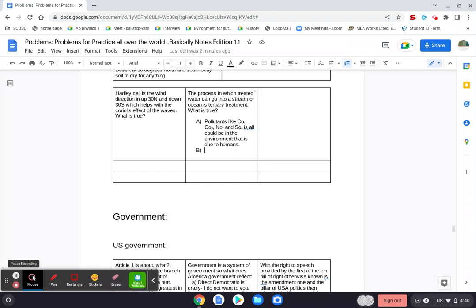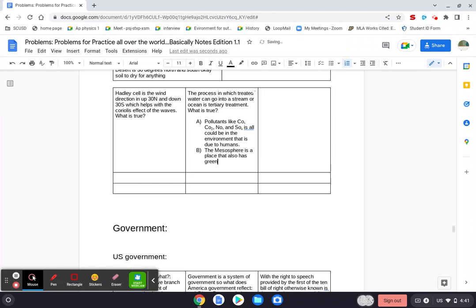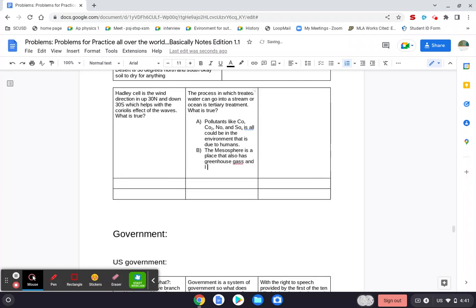Anyways, what I also learned is that the mesosphere also has greenhouse gas, and I love it. I dislike it. I mean, I love it because, you could say whatever, but we need those gases to be alive.